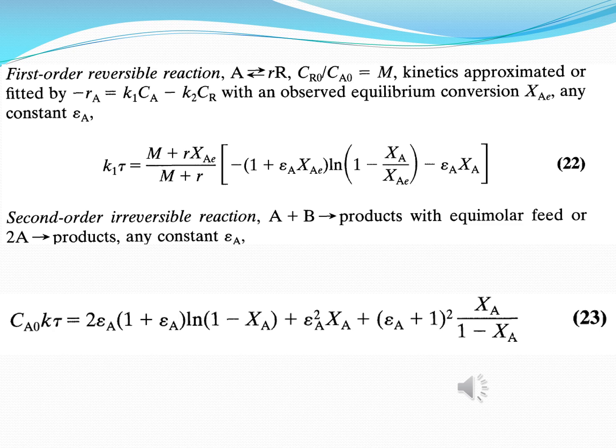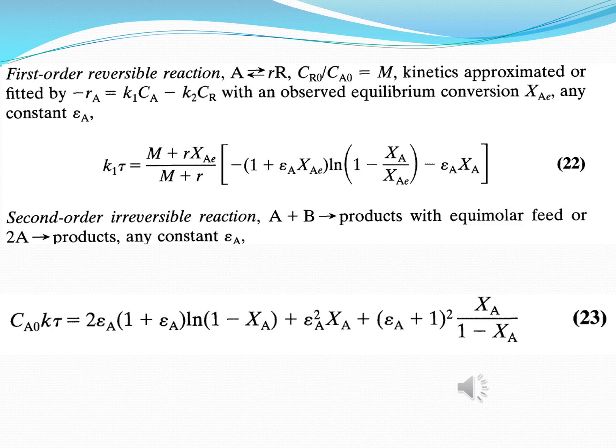The integration is solved by a numerical method, which you can use to calculate any unknown value. For example, if you know the m value, XAE value, r value and k value, you can calculate the tau value, which is the space time. For a second order irreversible reaction, we come up with this equation. It's more complex. You don't need to derive this expression. Just utilize the final expression in the given problems, which will be solved directly using these equations.